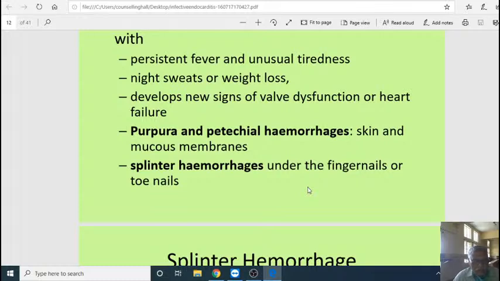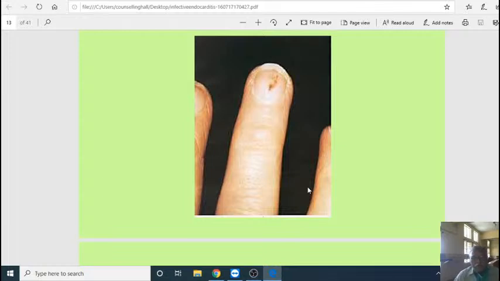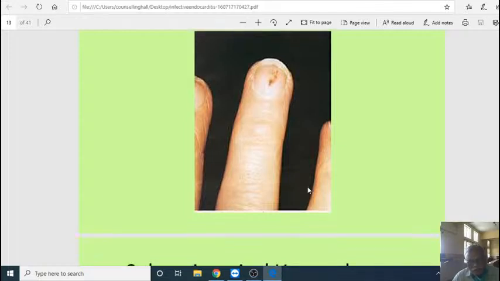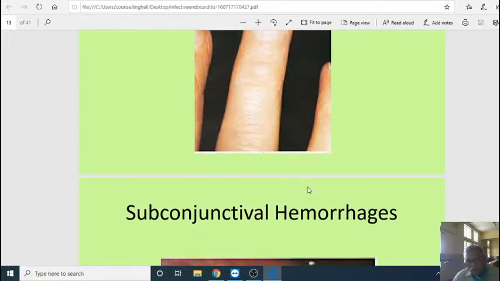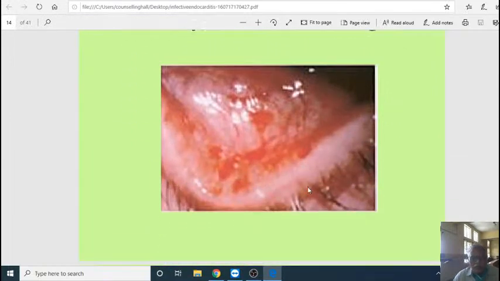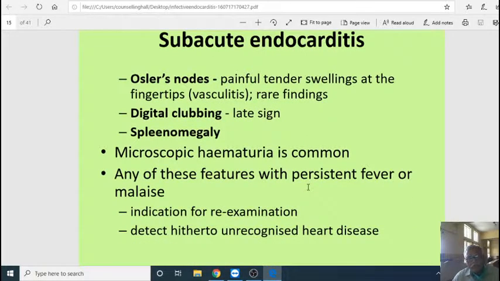Splinter hemorrhages under the fingernails or toes may be present, which are very commonly seen underneath the nails. They are usually infected emboli that get transmitted through the circulation, producing splinter hemorrhages. If you take out the splinter hemorrhage and subject it for culture and sensitivity, it can be easily made out. These are also seen in the subconjunctival region in subacute endocarditis.